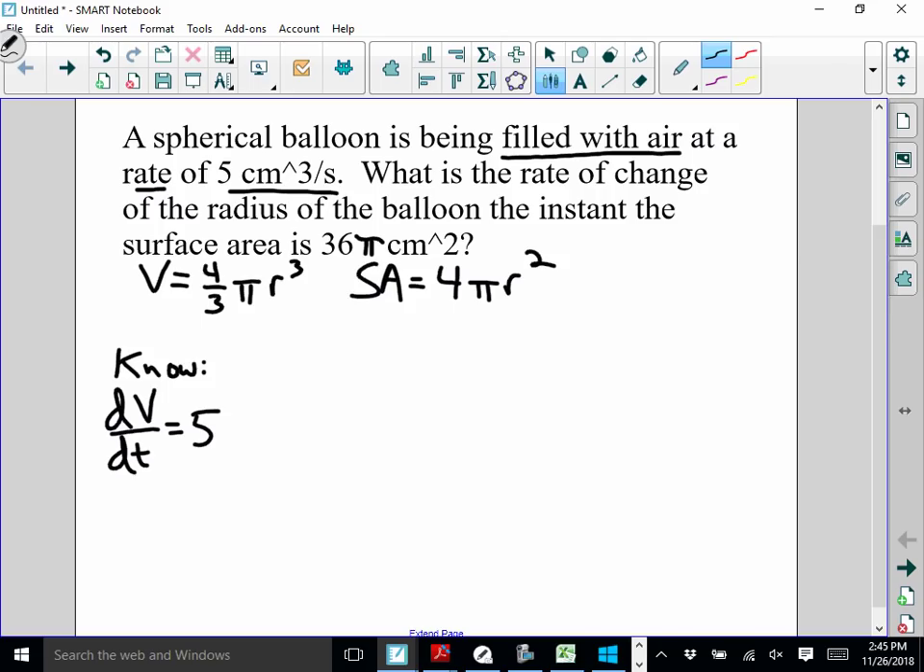Now it says, what is the rate of change of the radius? That's my question, rate of change of radius. So right away in my need column, I need to find dr/dt. That's going to be my goal.